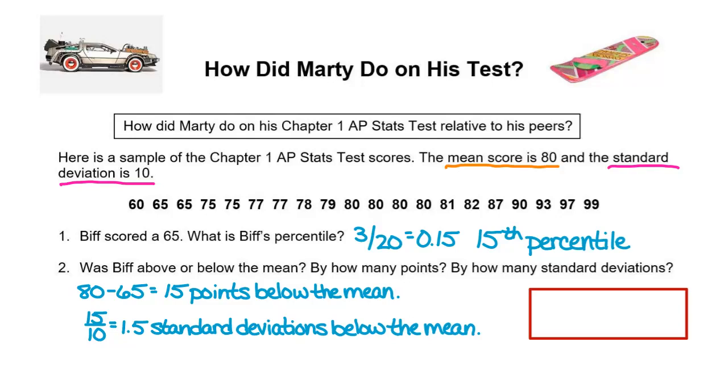I want you guys to do this exact same thing on numbers 3 and 4 for Marty. I want you to find Marty's percentile. I want you to determine whether Marty is above or below the mean, both by how many points and by how many standard deviations. Let's take about, I don't know, somewhere between 1 and 2 minutes.